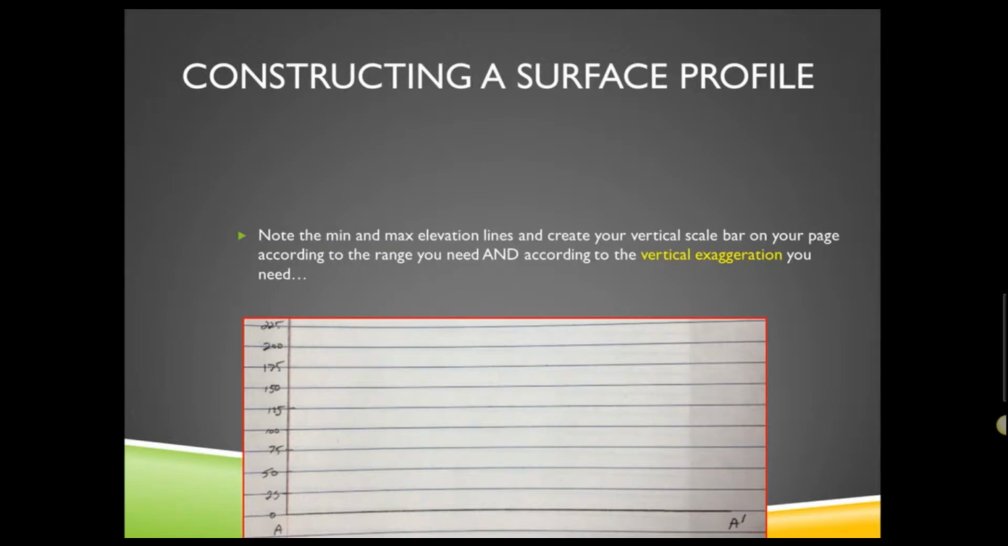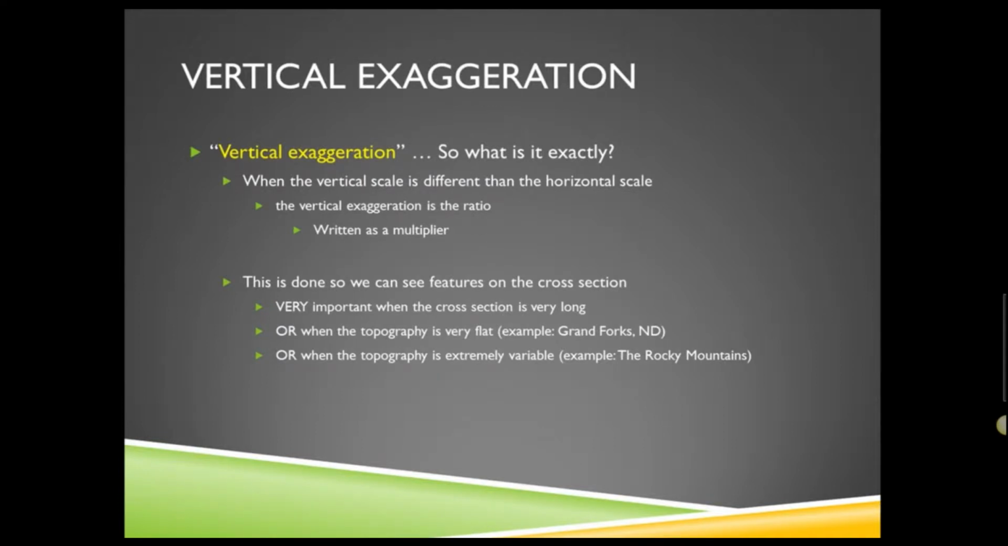And you also want to make sure that you're doing your vertical axis based on your vertical exaggeration needs. Now, how do you do that? Well, first, quick review on what vertical exaggeration is. It's the ratio when your vertical scale, your vertical axis, is different than the scale on your horizontal axis. And we write it as a multiplier. This is done so that we can see features in the cross-section that will be difficult to see otherwise.